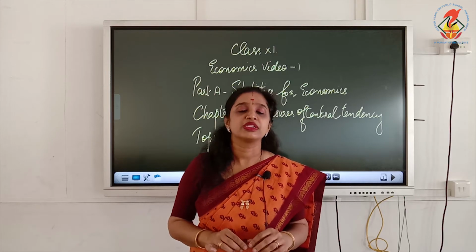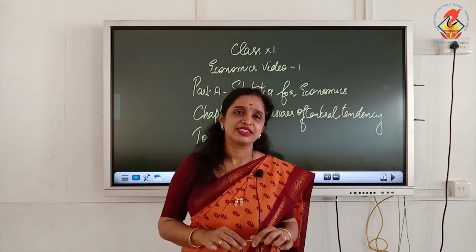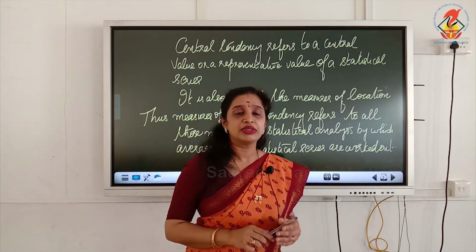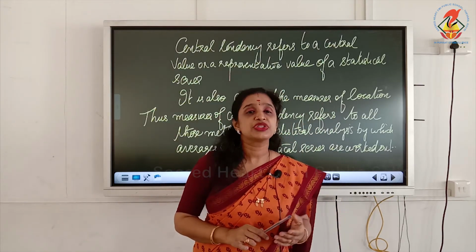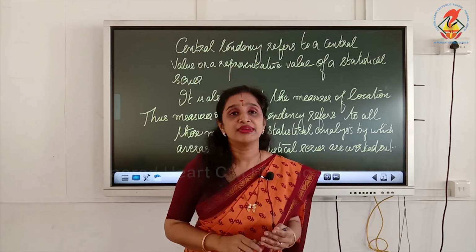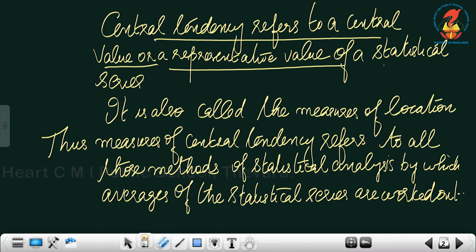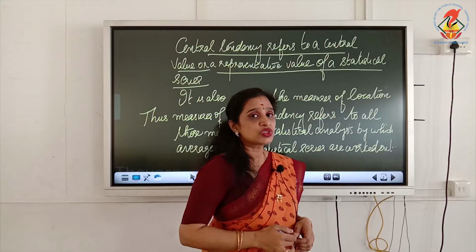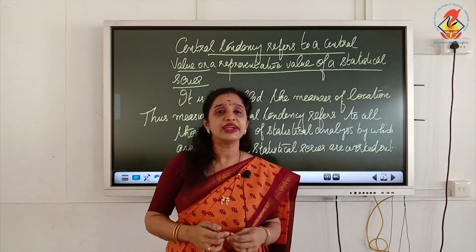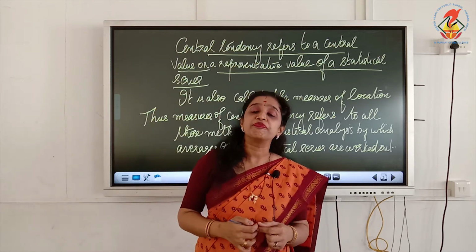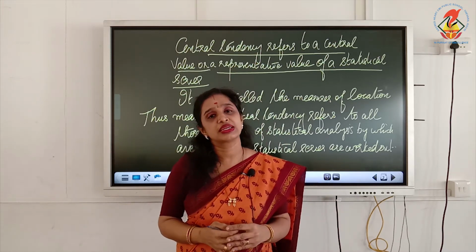What is meant by this measures of central tendency? Now let me read the definition given for measures of central tendency. What is a central tendency? A central tendency refers to a central value or a representative value of a statistical series. So the definition says that the central tendency is a central value or a representative value of a statistical series.